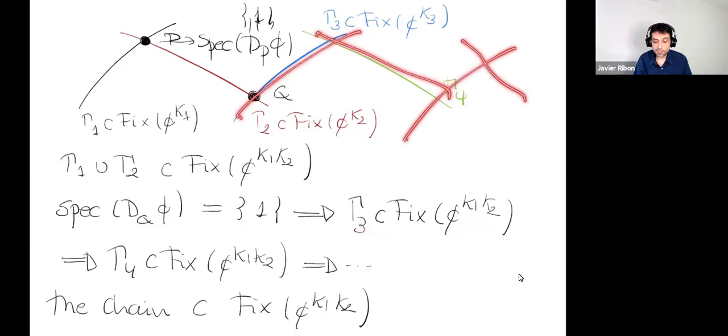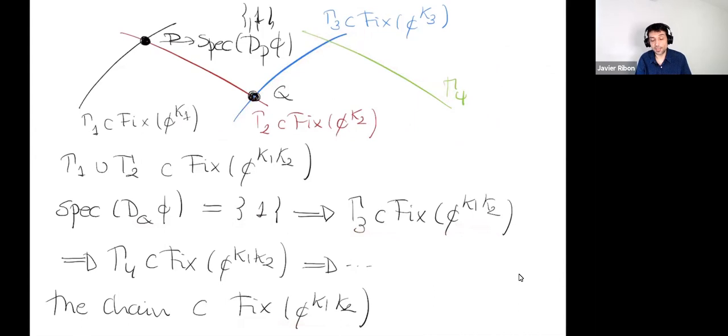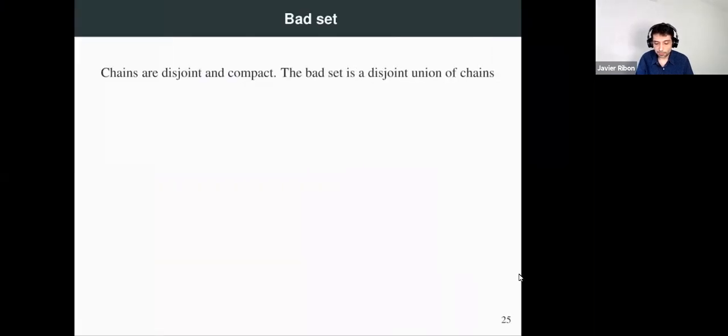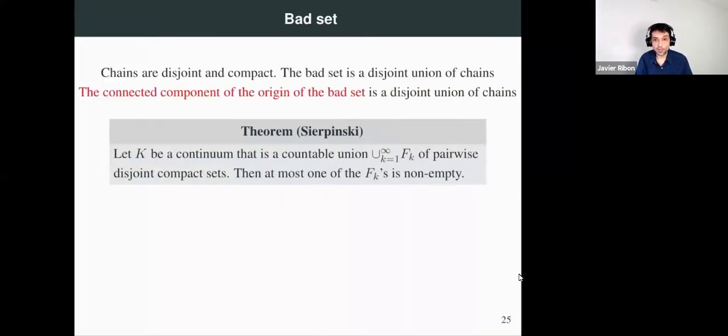So at the end of the day, a chain is going to be contained in the fixed point set of some iterate. And as a consequence, a chain has a finite number of irreducible components because this set has a finite number of irreducible components. So chains are disjoint and compact. The bad set is a disjoint union of chains. The connected component of the origin of the bad set is a disjoint union of chains too. And these chains, since they are finite, they are compact. And if you have a continuum that is a countable union of pairwise disjoint compact sets, then at most one of them is non-empty. This theorem is due to Sierpinski.